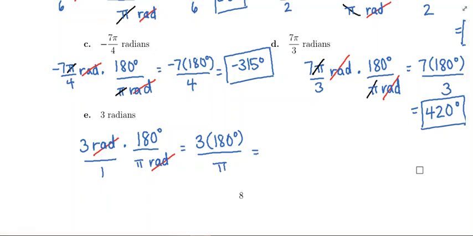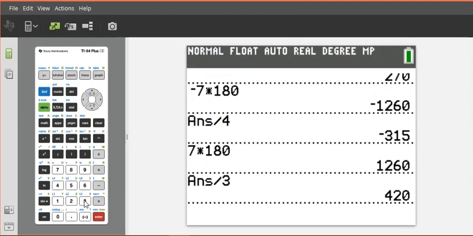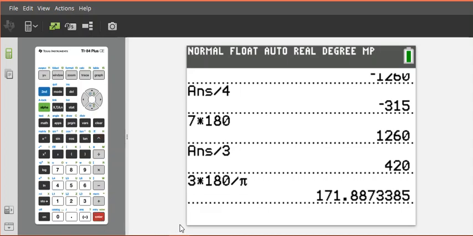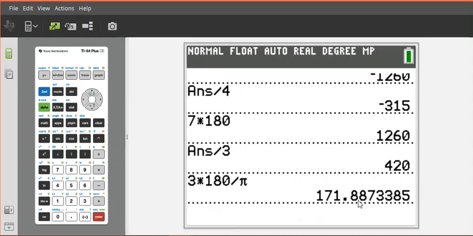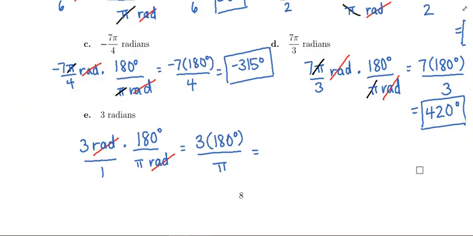If we go to the calculator, this is going to be 3 times 180 divided by pi. And here it comes. This is going to be our degree measure. 3 radians is the same thing as just almost 172 degrees. We were told to round to 2 places after the decimal point here. Two places after, you have 0.88. There's a 7 that comes after, so we need to bump this up to 0.89. I'm going to put the approximately here, because we're going to round at this point.